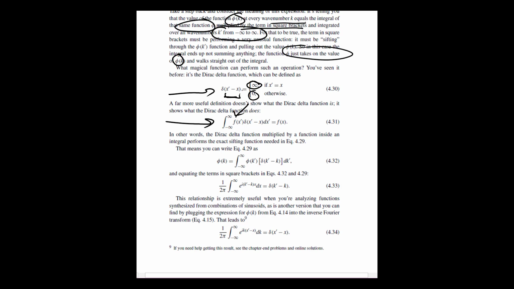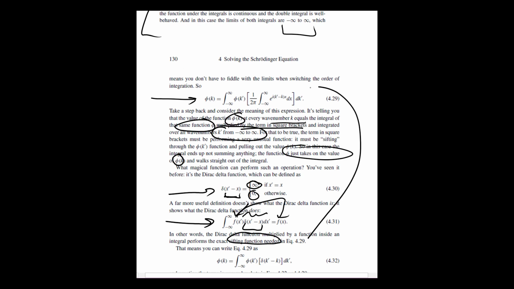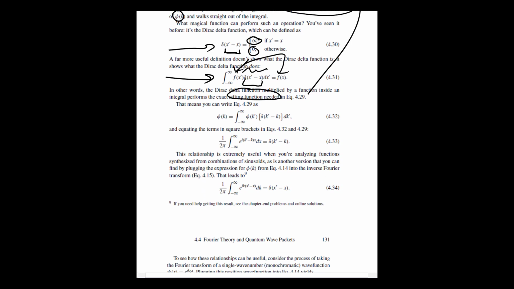If you've got some function we've called f of x prime here, and you multiply it by a delta function of x minus x prime, the only place where this delta function is non-zero is when x equals x prime. And at that point, this function just walks out of the integral and becomes f of x. So the delta function does this exact sifting function that we needed up here. This guy must look like a delta function. If it does, then you can write 4.29 like this, where we've replaced the term in square brackets with a delta function, and there's our term in square brackets equaling a delta function.